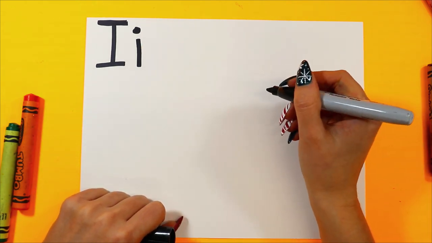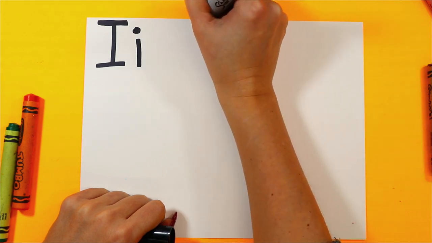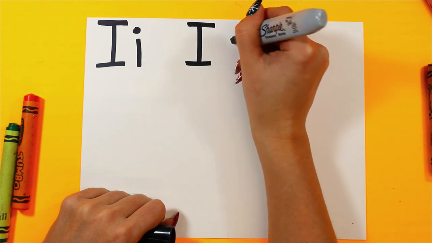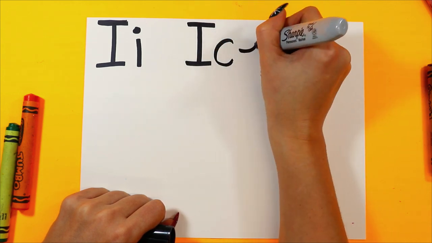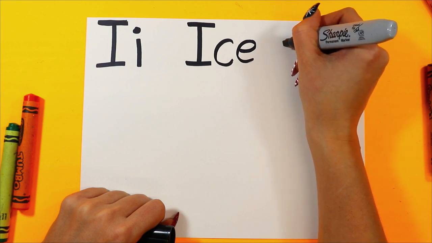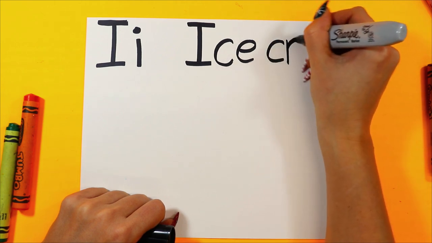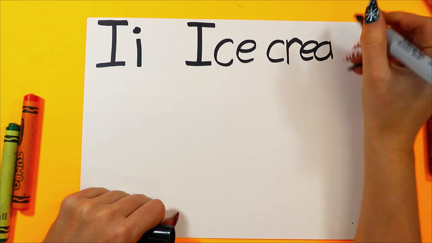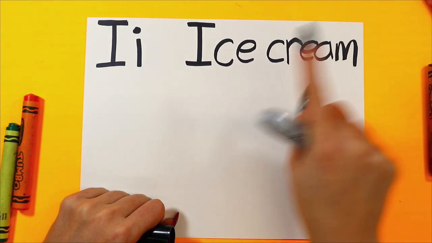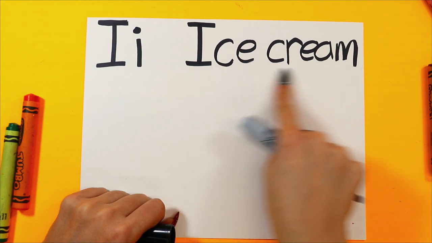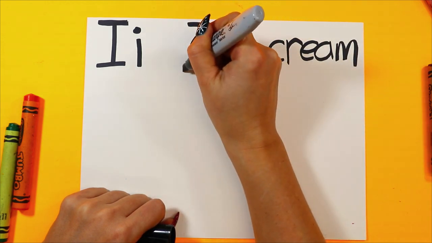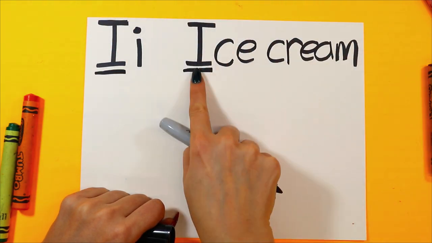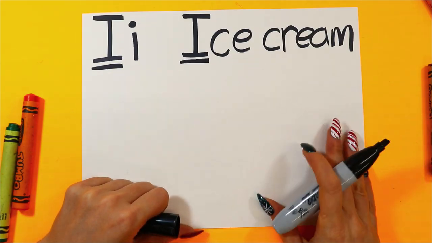We're going to draw ice cream. Let's write the word ice cream. I, C, E, C, R, E, A, M. Ice cream. We're going to underline the I in ice cream. Ice cream starts with the letter I.